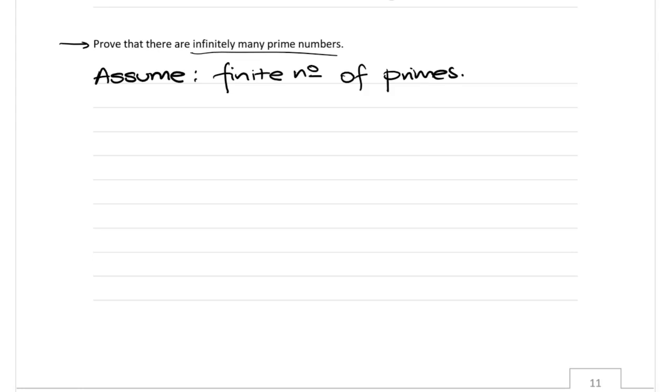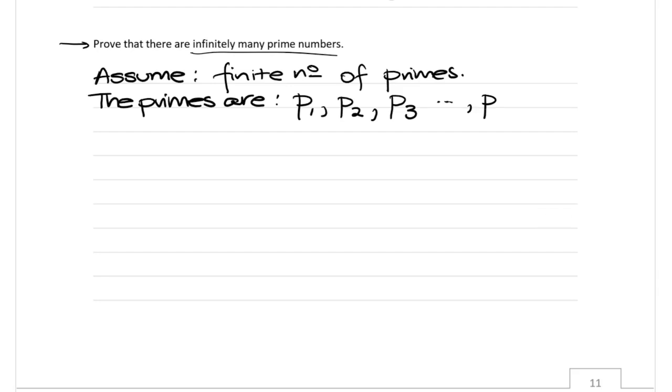So, let's just say we wrote out a list of our finite number of prime numbers. So we're going to write the primes are, P1, lowercase p1, to represent our first prime number. P2 would be our second prime number, and P3 would be our third. And we could keep writing our list until we finally got to the second last prime number, which we could write as Pn minus 1. And the final prime number would be Pn. So that's our last prime.